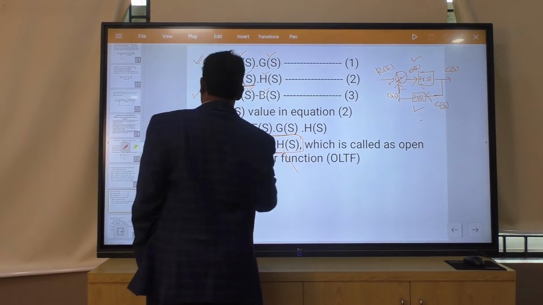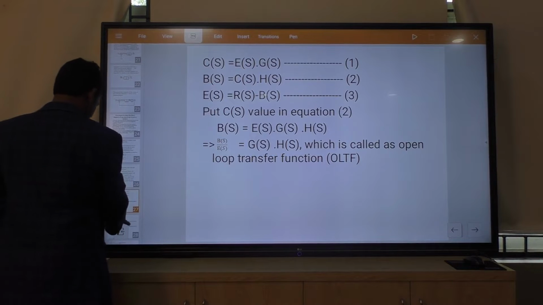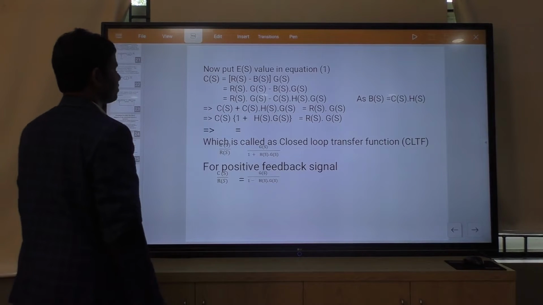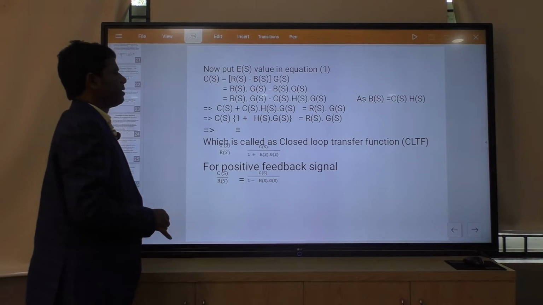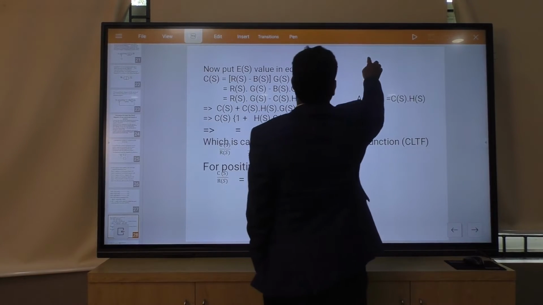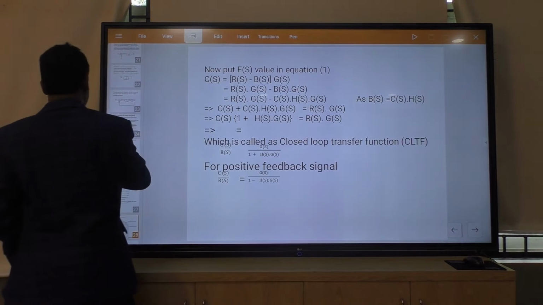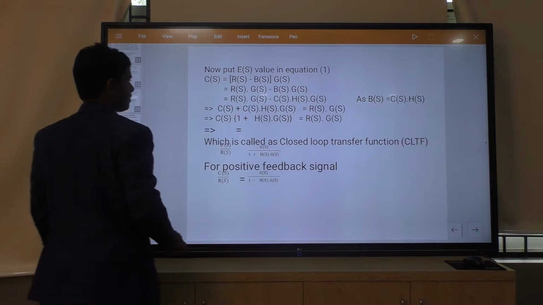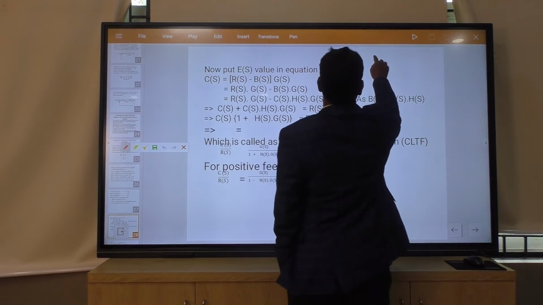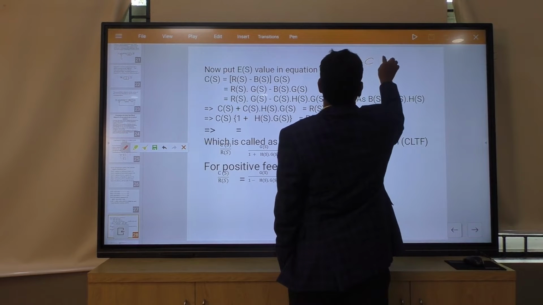Okay, so see here. Next, you see here, now put the E(s) value. So what is the E(s)? What is the value of E(s)? What is the first equation? C(s) is equal to how much?